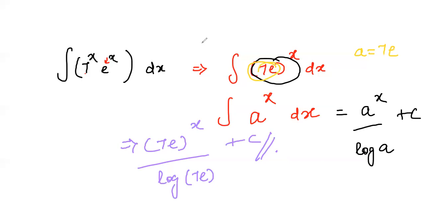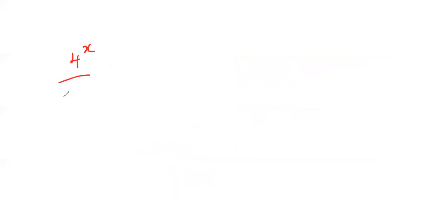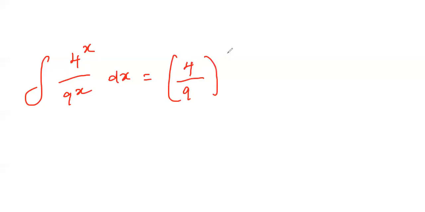So the third one will be, what is the third one? It's 4 power x upon 9 power x. This question also shares the common power, right? You just write this as 4 upon 9, the whole power x dx. What is 4 by 9? You'll get some number value, definitely not 2.71 or something. Now 4 by 9 is a constant, which is a. I'm just assuming this is a.